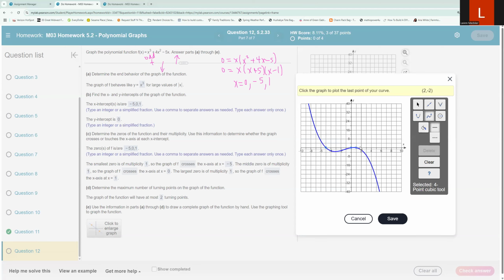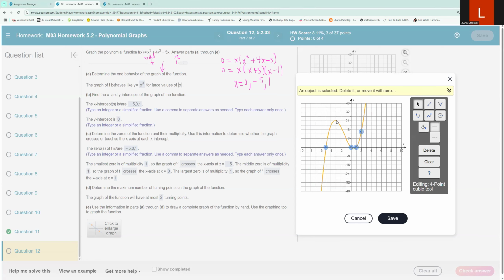So maybe we try 2, okay? So 2 cubed is 8. 2 squared, I'm plugging it into the original function, is 4 times 4 will be 16. And then 5 times 2 is 10, so -10. So that gives me 14. At least that's one I can plot, and I can kind of see it, that it's telling me that's at 14. Now, we need to double check this.